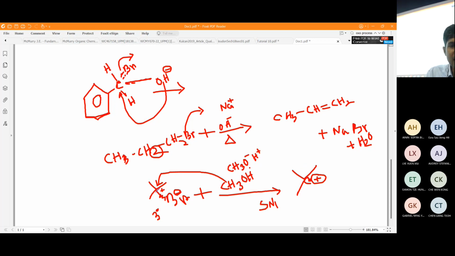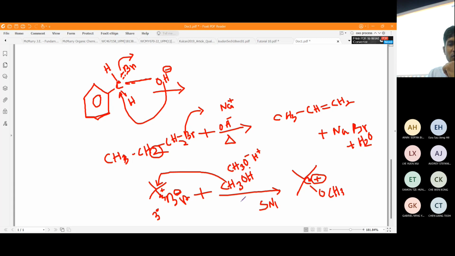So it is coming to attack either from the same position where the bromine was attached, or from behind, since the bromine just left. So it can attack from any side and produce this product again. So this is an SN1 reaction.